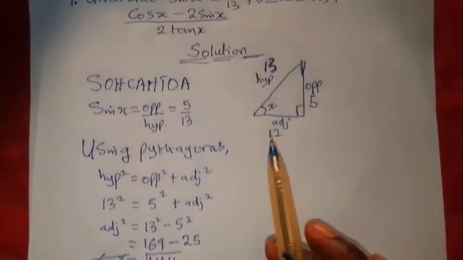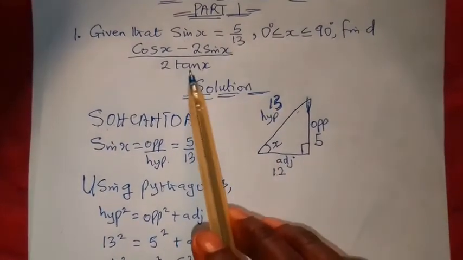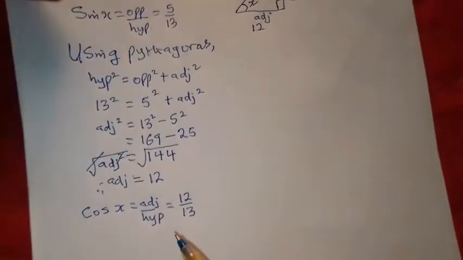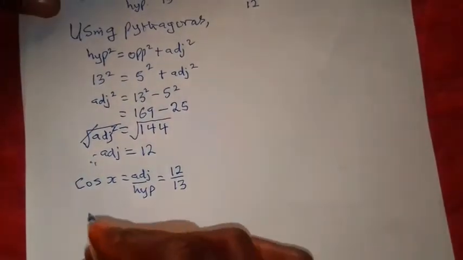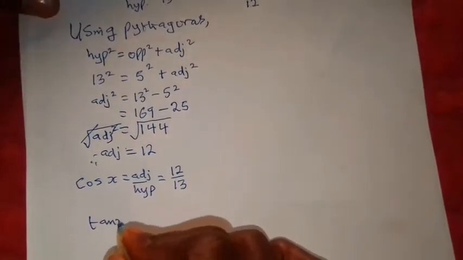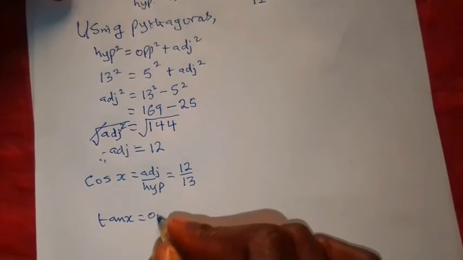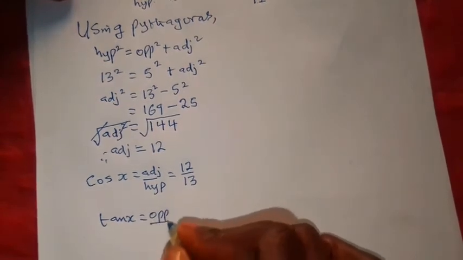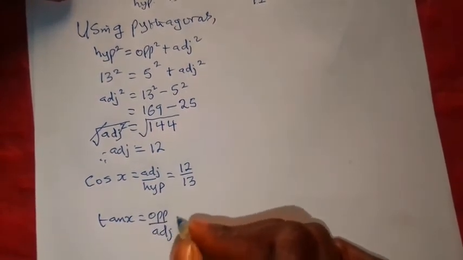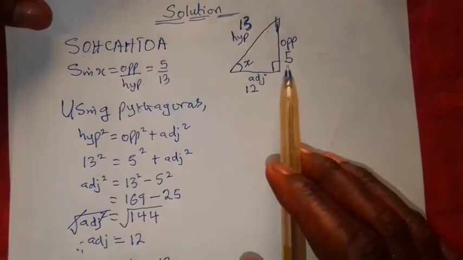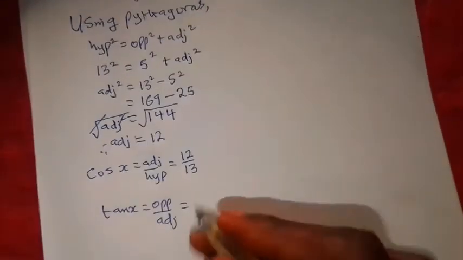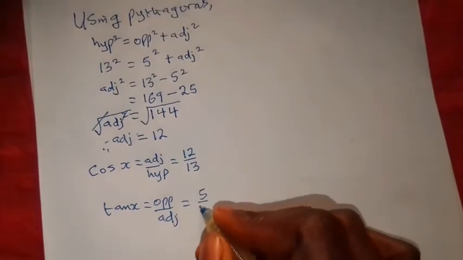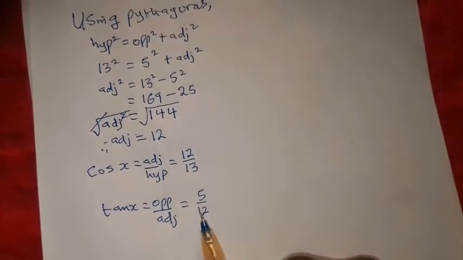The next thing we are going to do now is to get the value for tan x. So we'll write it out here. What is the ratio for tan x? We have opposite upon adjacent. What is our opposite? Well, we come to the diagram. Our opposite is 5. Our adjacent is 12. So we have 5 upon 12. So there you have it, okay?